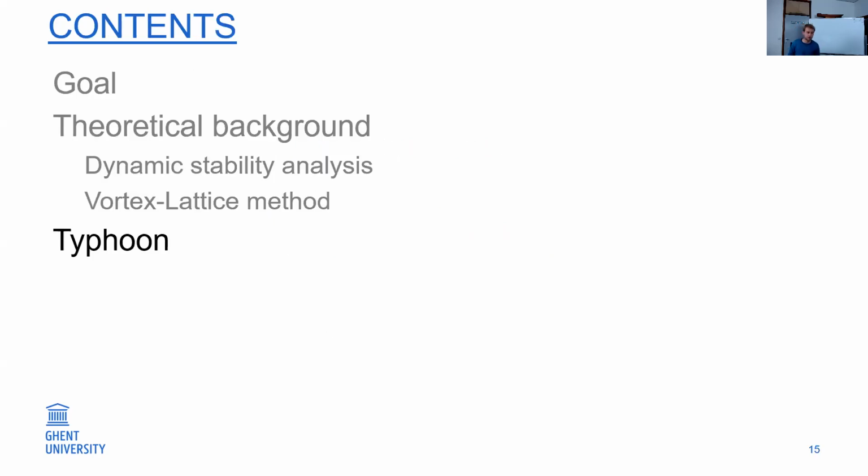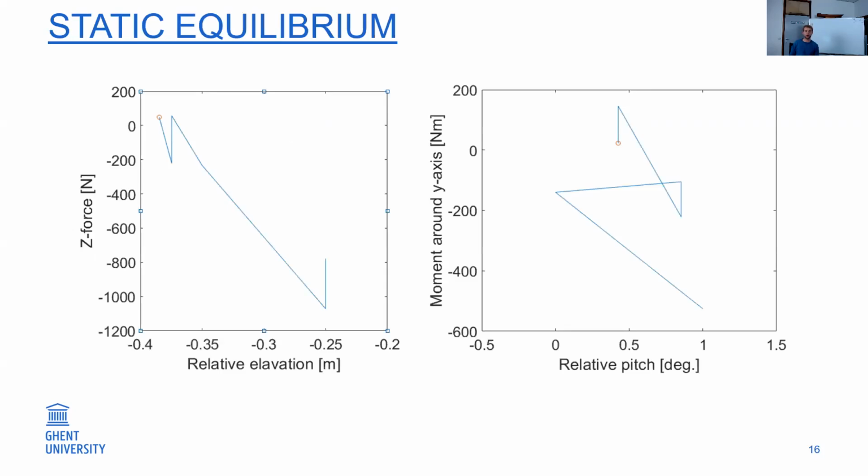Okay, now we need to go into more detail about what Typhoon does. The first thing Typhoon is able to do is calculate the static equilibrium. I emphasized a couple of slides ago that we perform this dynamic stability assessment in a static equilibrium, but we don't know the static equilibrium in a certain condition because it depends on every condition, and also on every design. So we need to recalculate this every time. And Typhoon is equipped with an algorithm suited to find the static equilibrium.